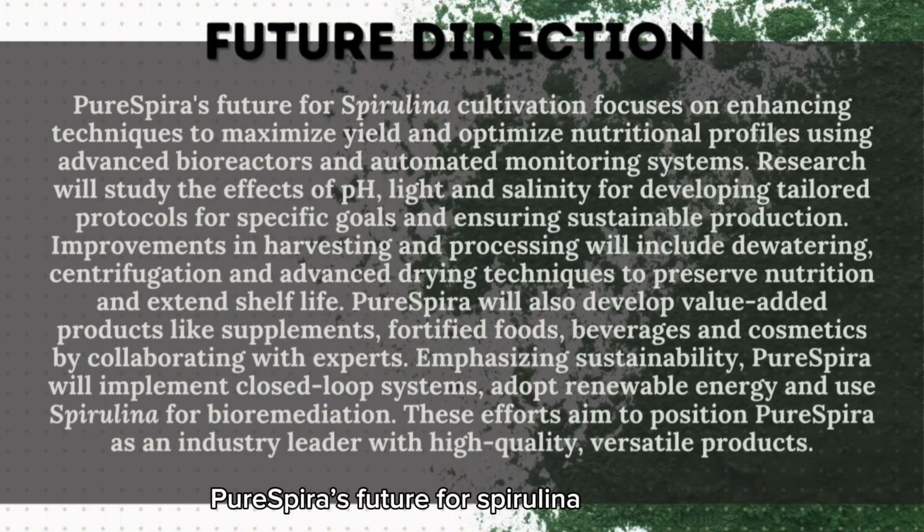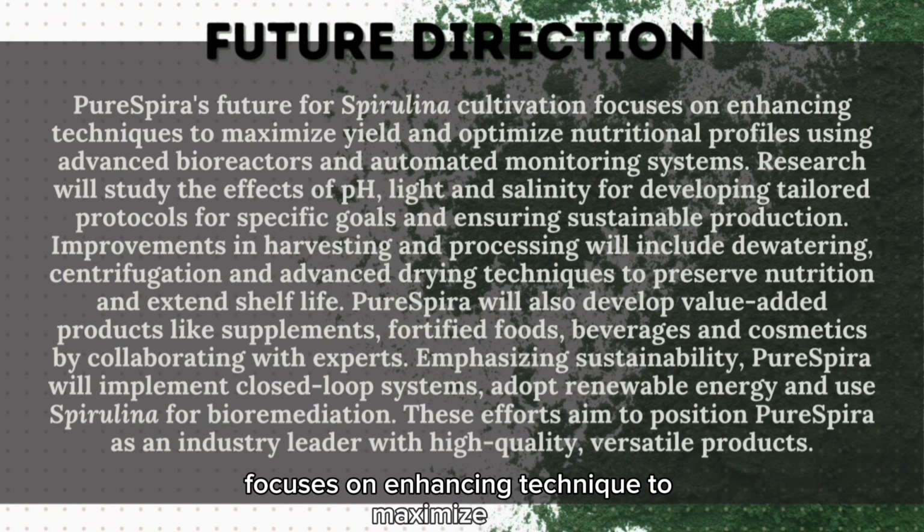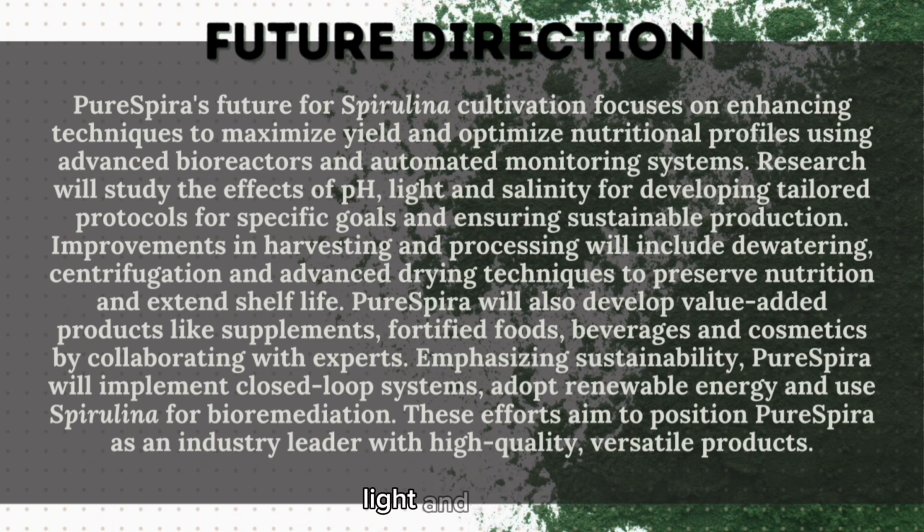Spira's future for spirulina cultivation focuses on enhancing techniques to maximize yield and optimize nutritional profiles using advanced bioreactors and automated monitoring systems. Research will study the effect of pH, light, and salinity for developing tailored protocols for specific goals and ensuring sustainable production. Improvement in harvesting and processing will include dewatering, centrifugation, and advanced drying techniques to preserve nutrition and extend shelf life. Spira will also develop value-added products like supplements, fortified food, beverages, and cosmetics by collaborating with experts. Emphasizing sustainability, Spira will implement closed-loop systems, adopt renewable energy, and use spirulina for bioremediation.